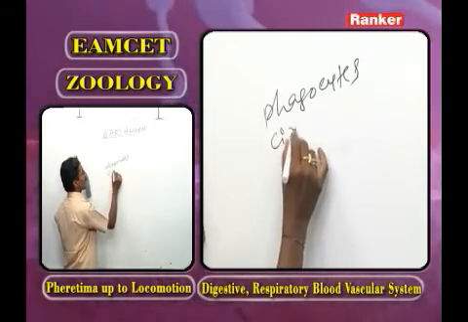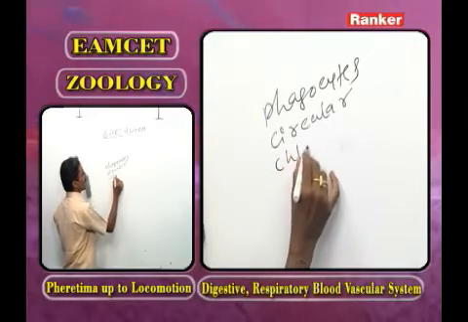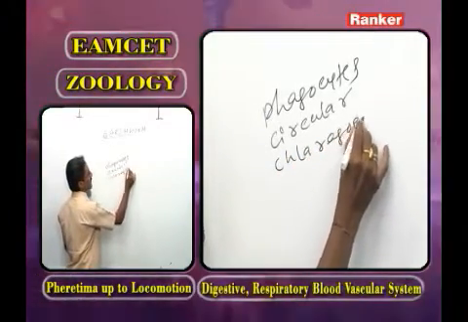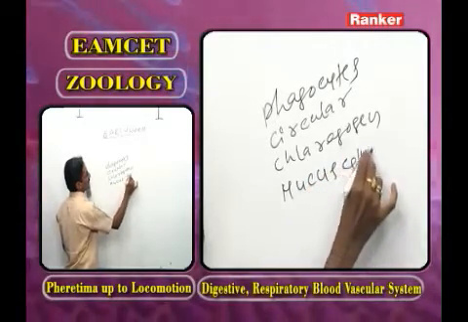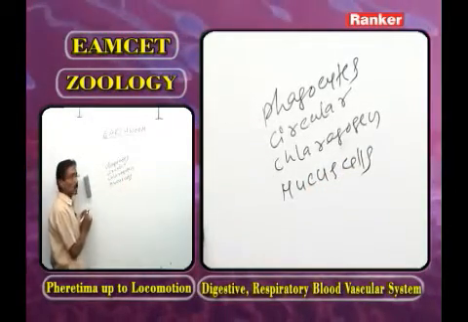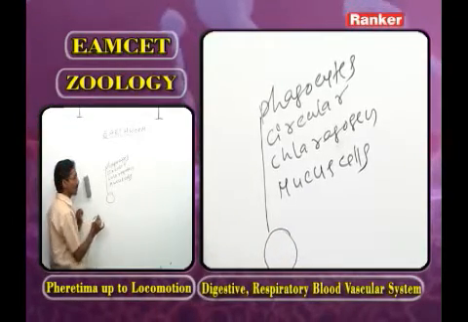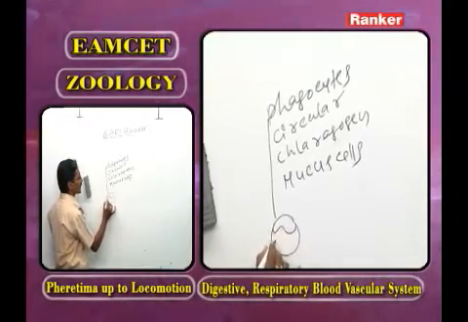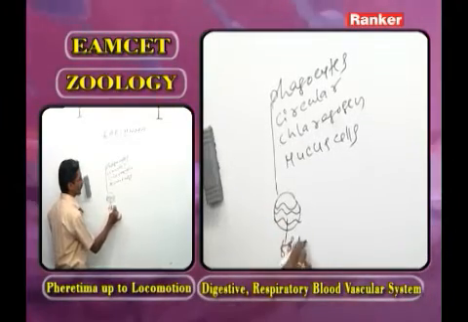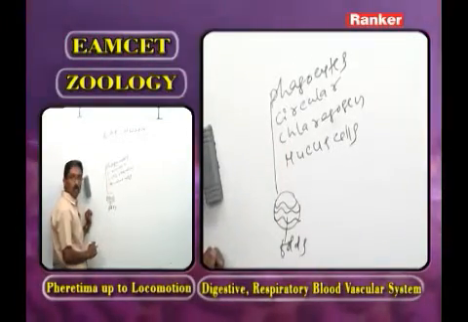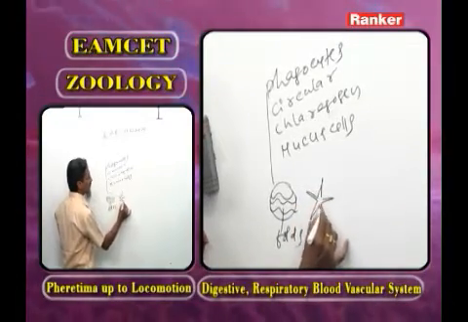The second one we call the circular cells. The third one we call chlorogogen cells. And the fourth one we call the mucus cells. Now, as we observe the phagocytes or amoebocytes, this is the phagocyte or amoebocyte. On its surface, what is present? Membranous folds are present. Now, what about the chlorogogen cells? The chlorogogen cells are star-shaped cells.